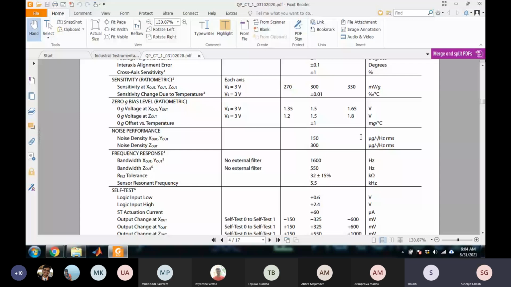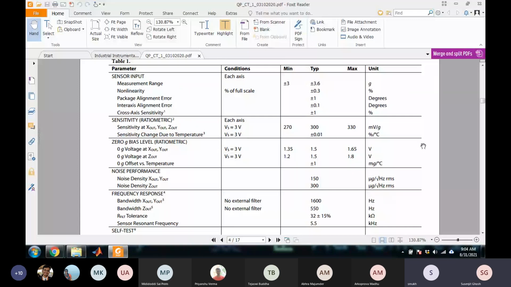So here you see it's 150 micro G per root hertz. So it's 12 times that. That means it's 1800 micro G, 1.8 milli G. Because it was 12 times, no?